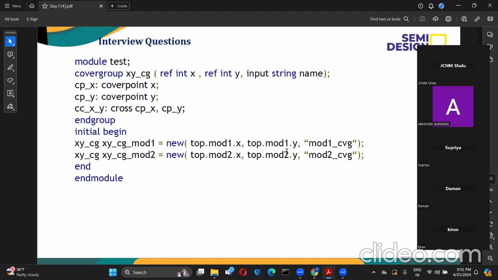So if you want to locate the agent, you have to write top.test.env.particular_agent, right? So that is called a hierarchy basically. Here we are trying to locate X. X is there in mod 1. Mod 1 is there in top. So top.mod1.X. This way you can refer, and this will be useful.